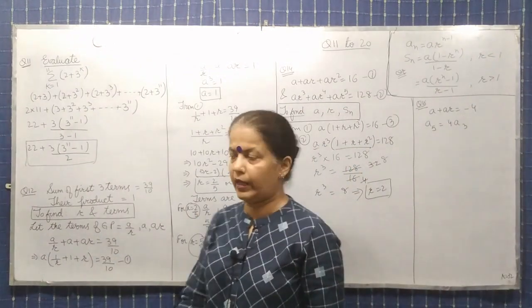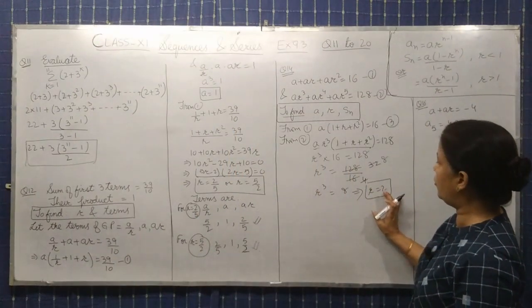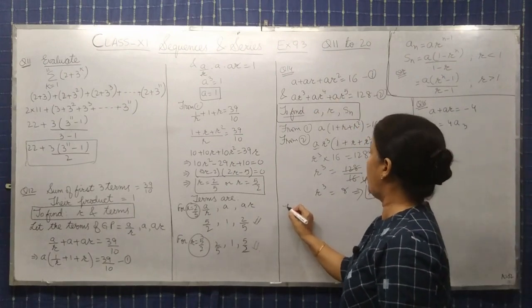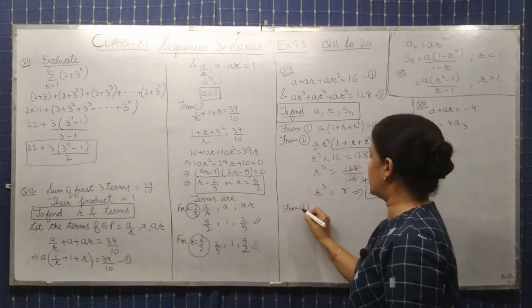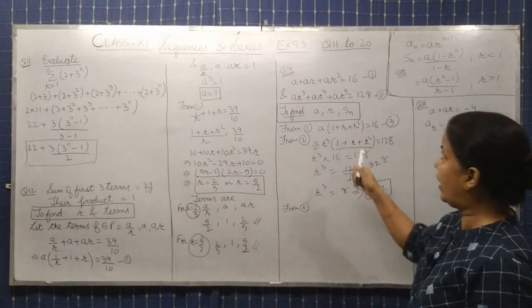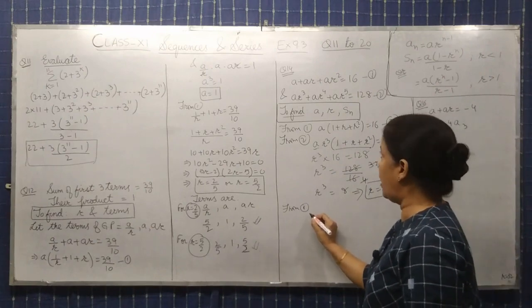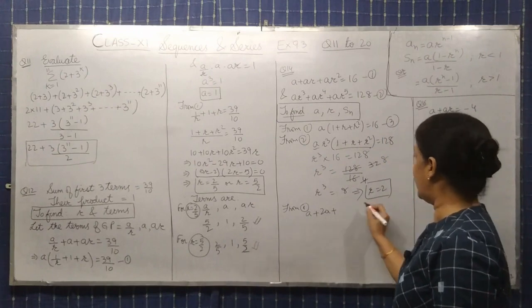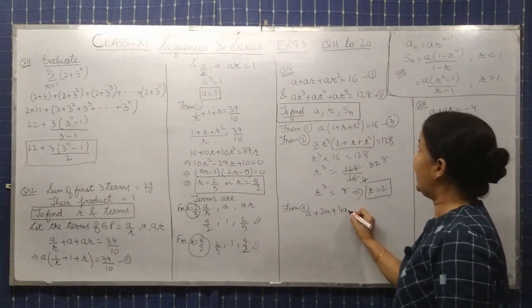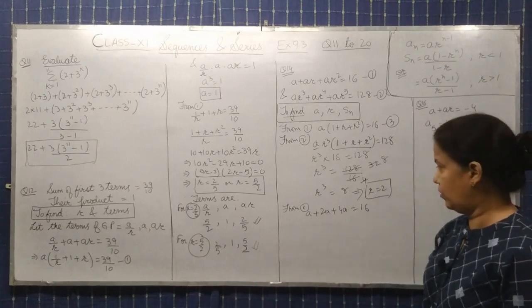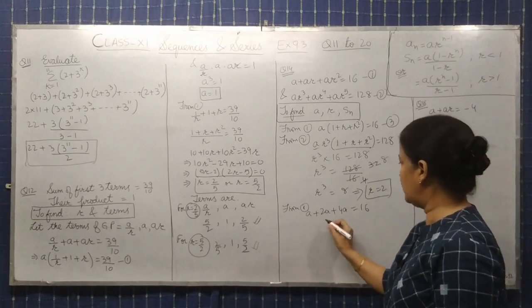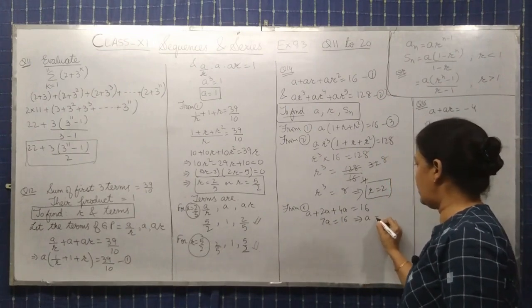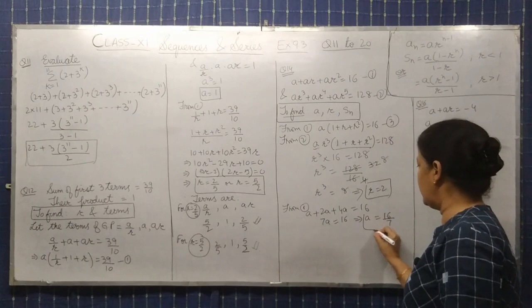Find out A now. So substitute this value of R in one of the equations. From the first, substitute the value of R in the first equation. So it will become A plus 2A plus 4A equals 16. Okay, so you will get 7A equals 16. So from here, A you will get as 16 by 7.